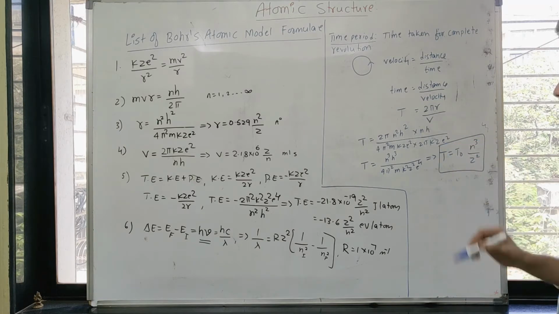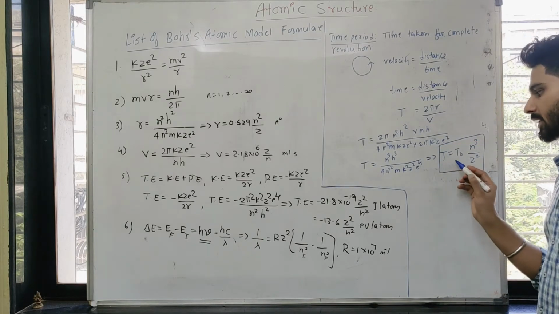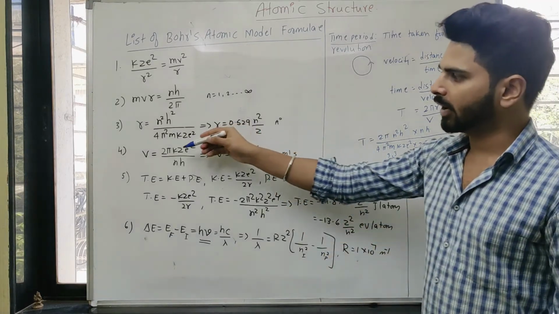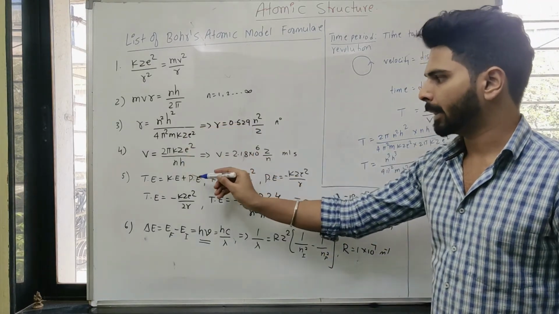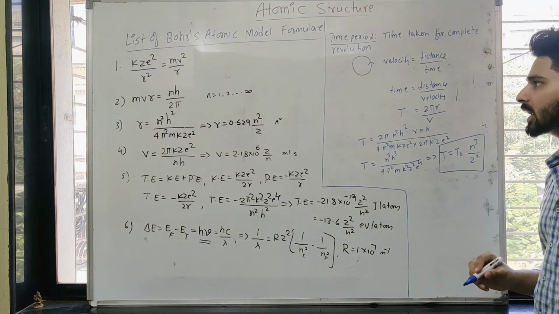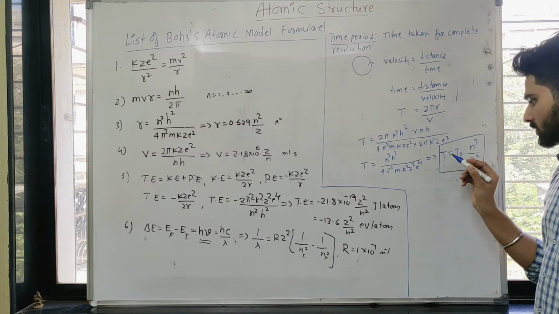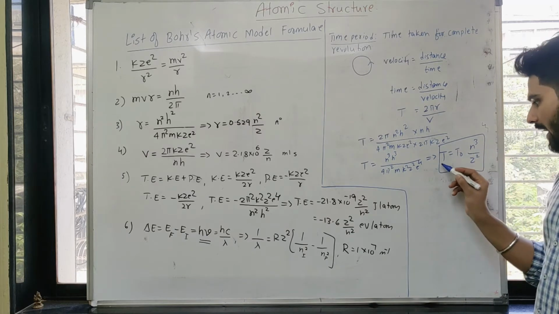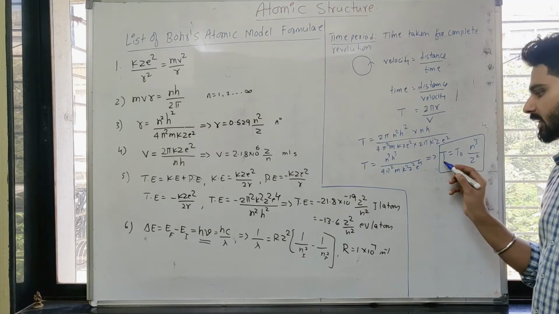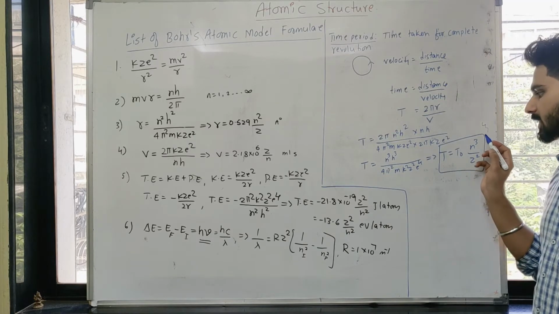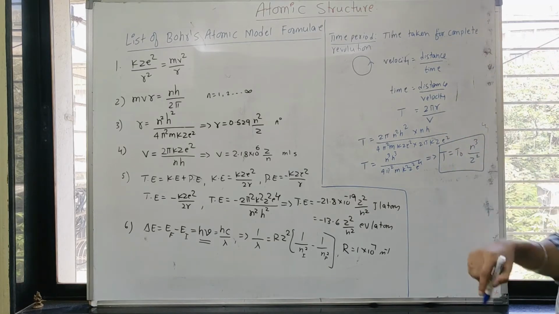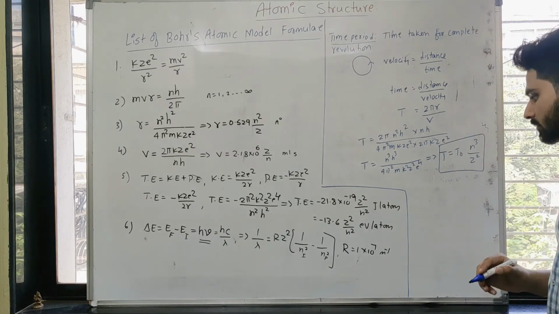So time period is related like this: time period is equal to t naught, all this constant value, which is not needed because velocity, radius and energy are more important formulas. This time period is not that important, but you have to know how time period is connected with the shell number and how it is connected with the atomic number. As atomic number increases, what happens to time? As number of shell increases, what happens to time for one particular revolution? So that you have to remember.